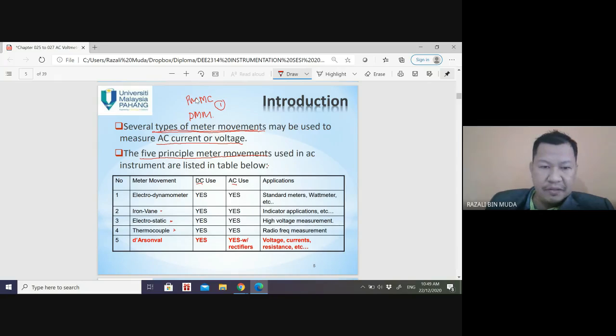And number 5 is the permanent magnet moving coil meter movement. We have discussed at length using it to measure DC. It can also be used to measure AC, alternating current, but with a rectifier. So today we will discuss this topic.